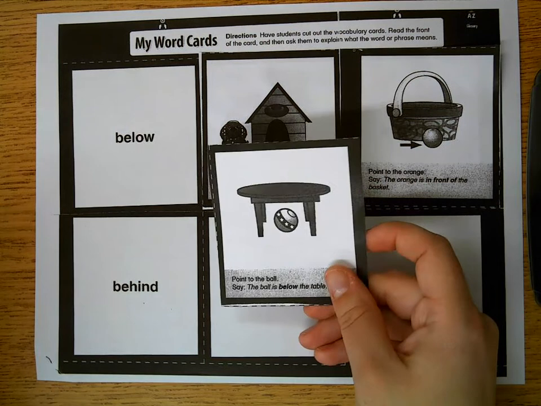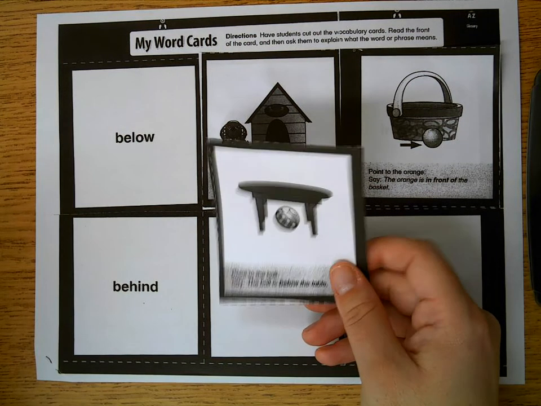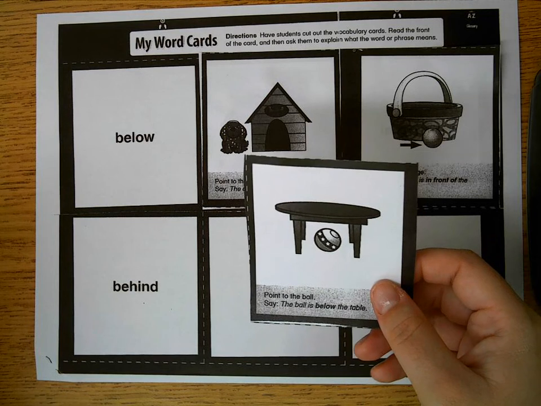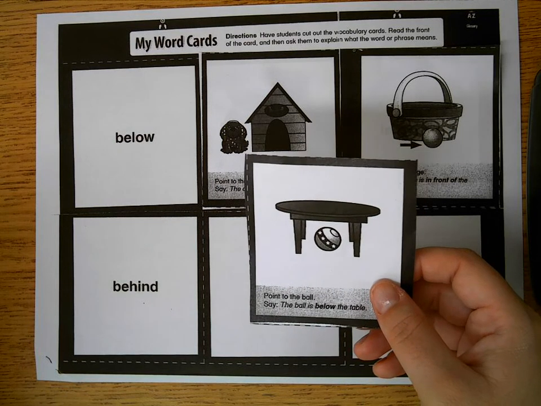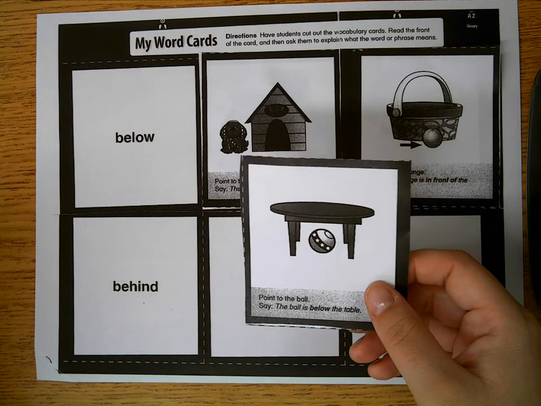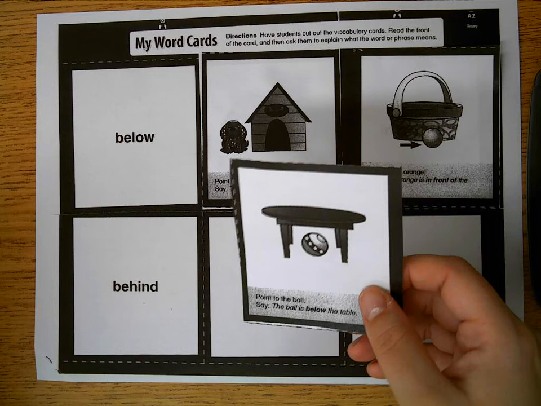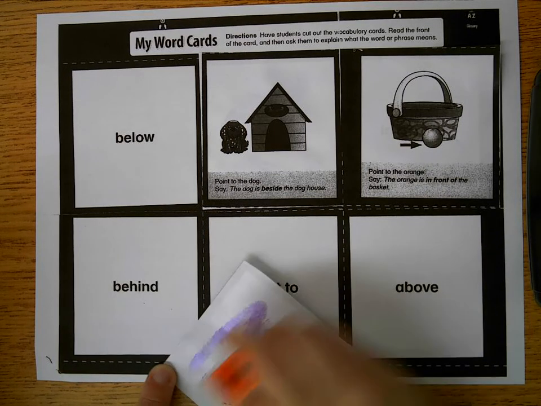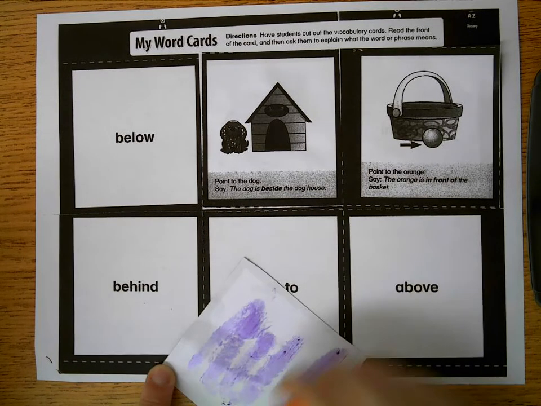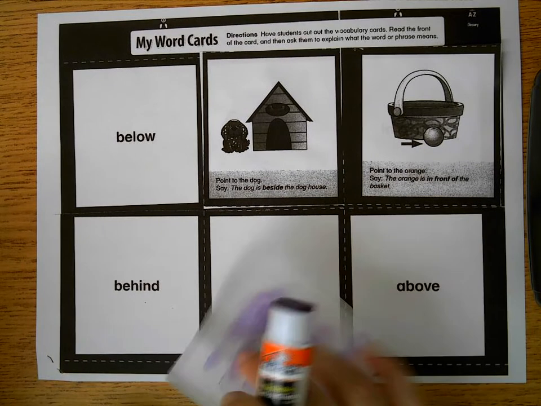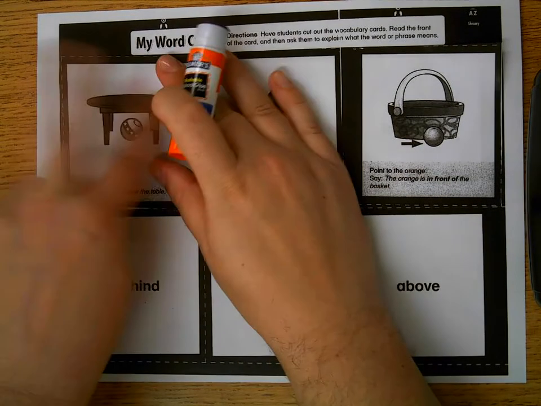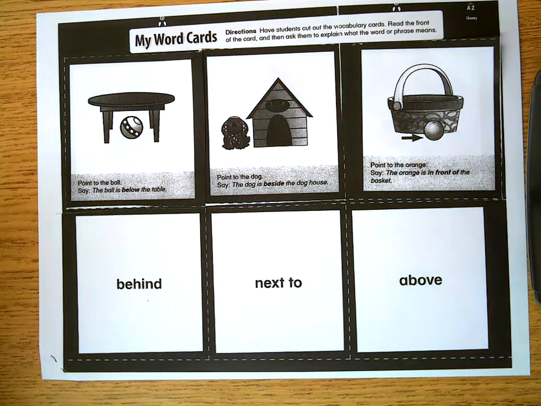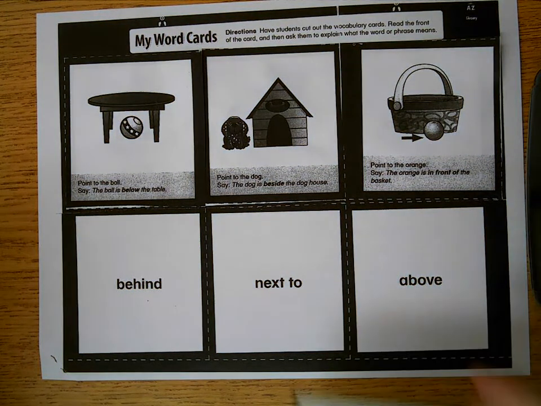Here's our next picture. See if you can find this one. And then look at that ball. What would we say about that ball compared to the table? I think that ball is below the table. So now you can flip this over and glue it to below. If you want to pause the video to make sure that you get your glue on there, please do so. All right, we have three more, my friends.